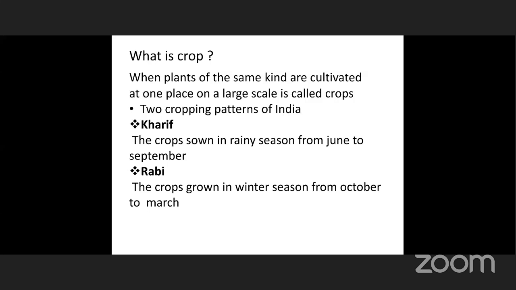So again I repeat the same points. What are crops? The answer is, when plants of the same kind are cultivated at one place on a large scale, it is said to be crops. And there are two cropping patterns in India, that is Kharif and Rabi. The crops which are sown in rainy season, from June to September, are Kharif. The crops which are grown in winter season from October to March are Rabi. Could you all understand? Shall I go to the next point?